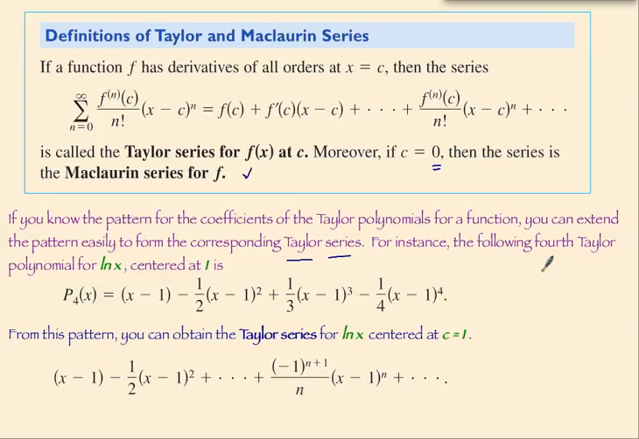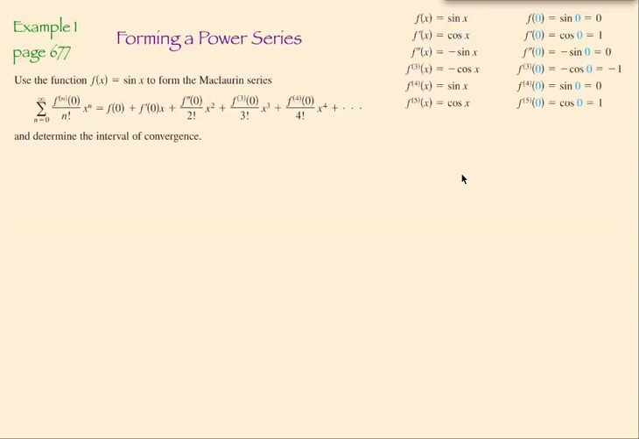For instance, the following fourth Taylor polynomial for natural log of x, fourth taking you out to the fourth derivative, looks like that. But from this pattern, you can obtain the Taylor series for natural log of x. It doesn't look much different, except that, of course, we don't stop. We do plus dot dot dot, because it continues on to infinity. Notice we also develop a general term by looking at the pattern of the terms in the series and then generating that general term for the series.